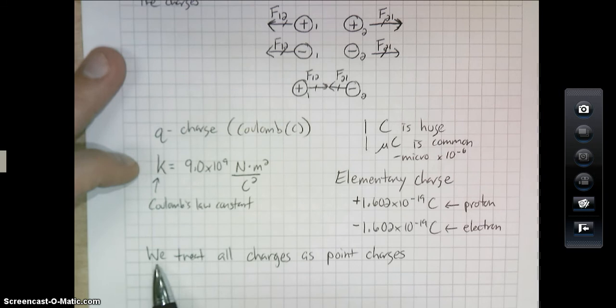The other thing that we need to remember is that just like when we did Newton's law of universal gravitation and we treated all masses to the center of the mass, we were really treating them as point masses.